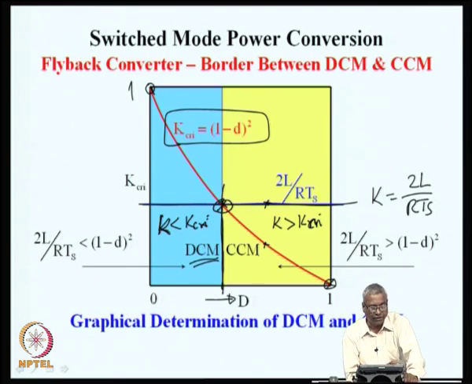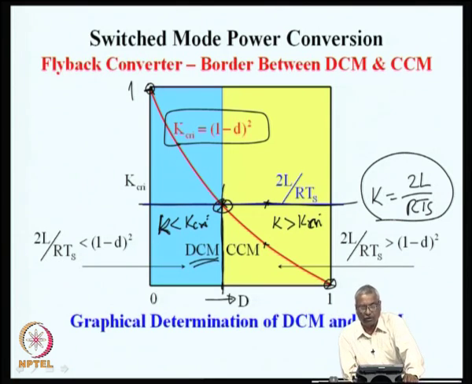Just as we had seen in the other converters, in the buck converter we saw that the maximum value of k critical is 1. In the boost converter, the maximum value of k critical was 4/27, and in the flyback converter, the maximum value of k critical is 1. That occurs when duty ratio is 0. So, if we select our converter design such that 2L/RTs is greater than 1, for example, if we select a switching frequency high enough so that Ts is small enough, this k can be made greater than 1 and the converter will always be in continuous mode of conduction.